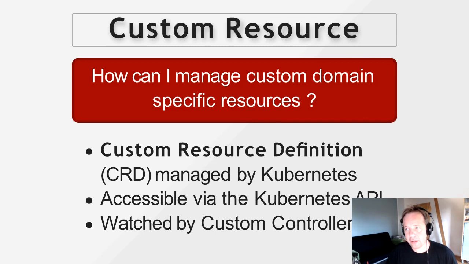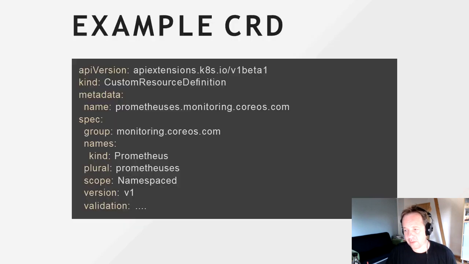Let's talk briefly about custom resources. So custom resources are defined by custom resource definitions, which are managed by Kubernetes. You can create your own types of data. You can access them via the Kubernetes API like any other resource, and can then use a custom controller. Here it looks like this: you just define a type, custom resource definition, and you define the name here. In that case, you have a Prometheus kind of option.